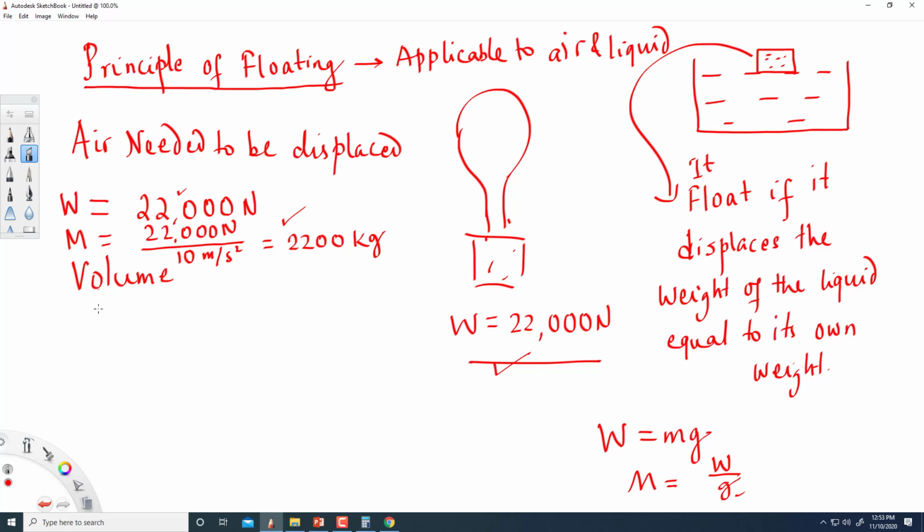So we got mass, we want to find volume. What is the relationship between mass and volume? I think we talked about that in the previous problem. Why don't you guys look at the previous problem?